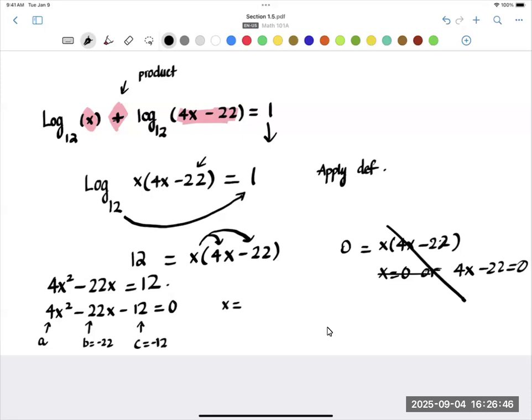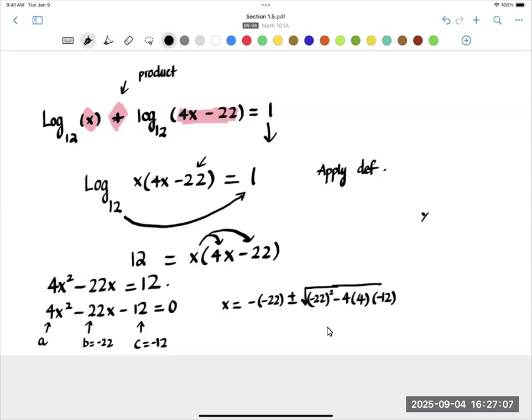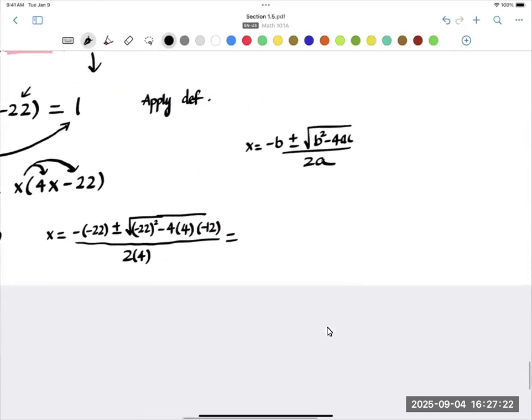So x equals negative 22 plus or minus the square root of negative 22 squared minus 4 times a, where a is 4, times c, which is negative 12. So x equals negative b plus or minus the square root of b squared minus 4ac, over 2a. So over 2a is 4, so 2 times a is 2 times 4. All right, so now we're going to simplify this.